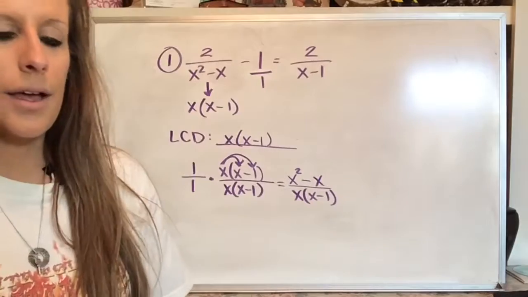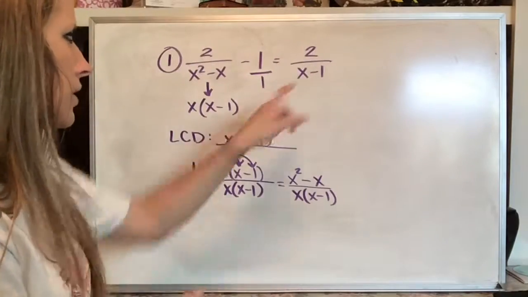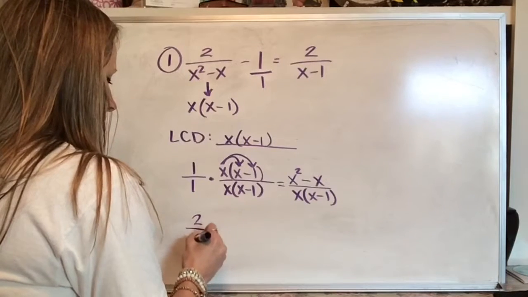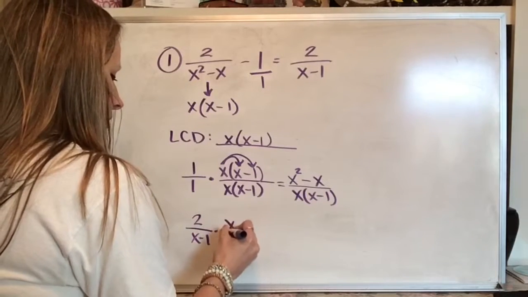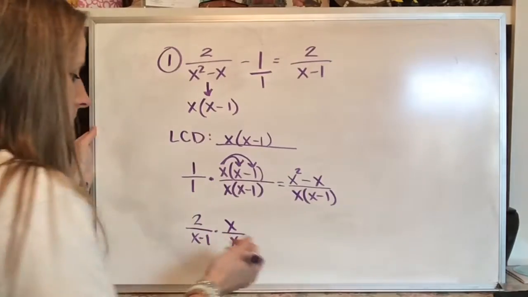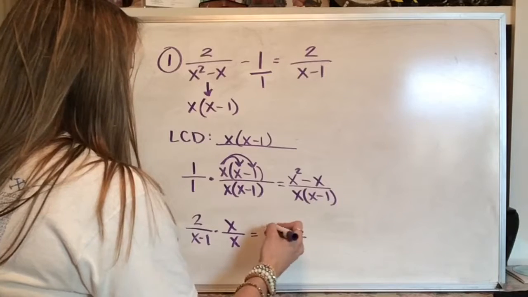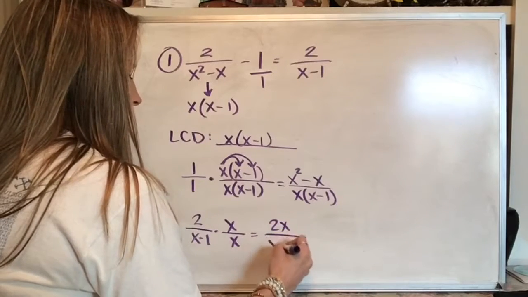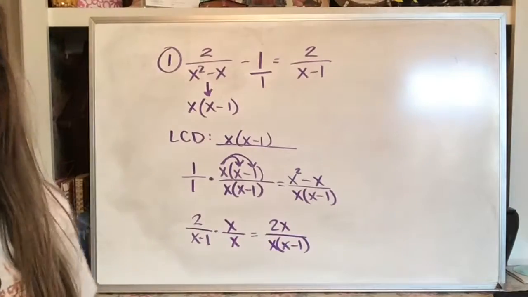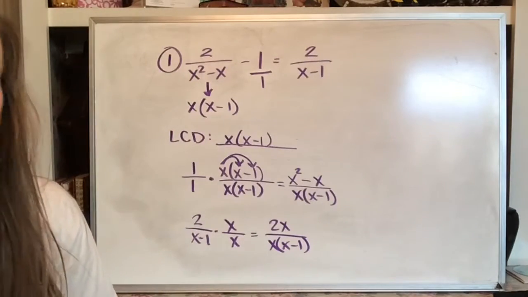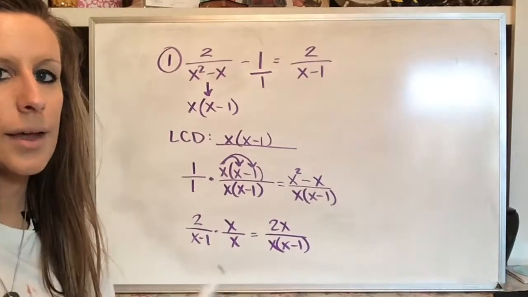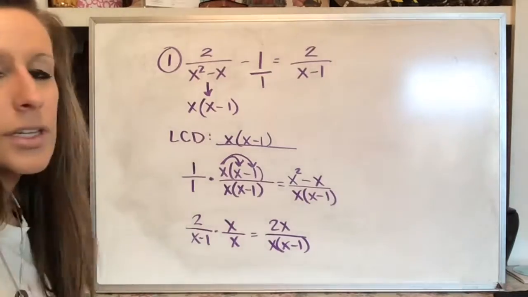All right. So the last fraction, we have an x minus 1, but we're missing an x. Okay, so we're going to multiply an x to the top and the bottom. So that gives us 2x over x minus 1. All right, now that you have all of your fractions the same, we're going to look at the numerators.